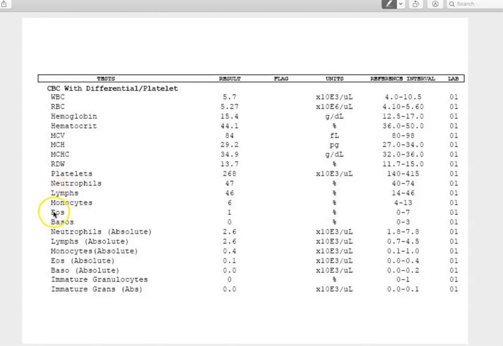Now, here they give you your white blood cell differential. Neutrophils, lymphocytes, monocytes, eosinophils, and basophils. Never let monkeys eat bananas. They are always going to list them in this order. That's why you need to know their relative abundance. Neutrophils, 47%, 46% lymphs, 6% monos, 1% eos, 0% basos. These are all normal. So I just wanted to show you this, how they set up a CBC with differential. It makes total sense.